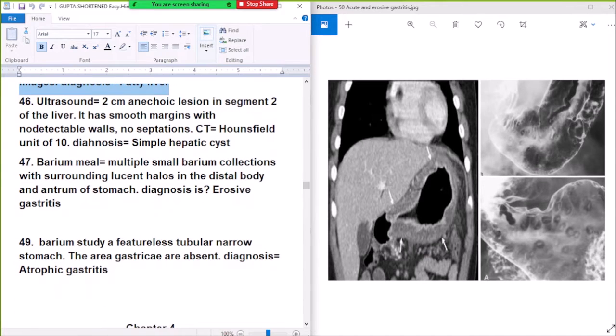Question number 46. Ultrasound shows a 2 cm anechoic lesion in segment 2 of the liver. It has smooth margins with no detectable walls and no septations. CT shows attenuation of about 10 HU. Diagnosis: simple hepatic cyst.